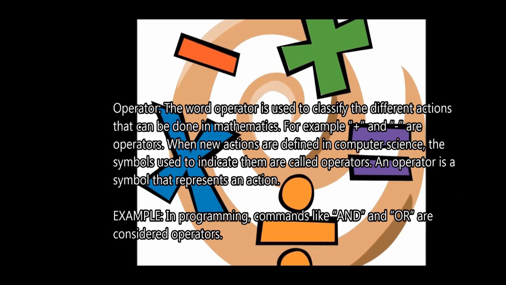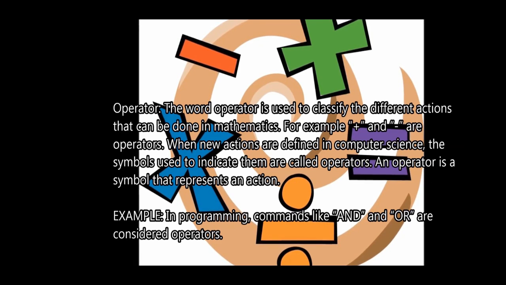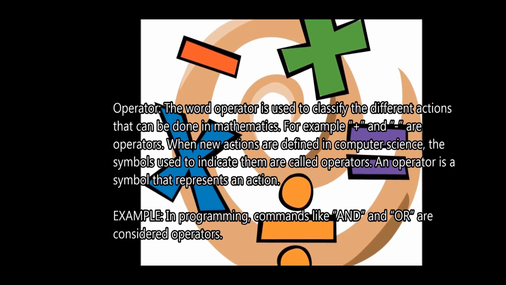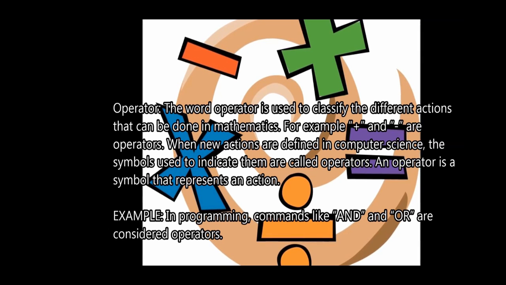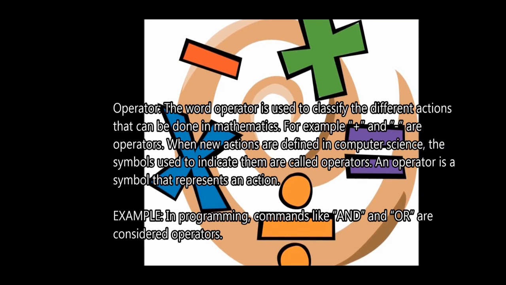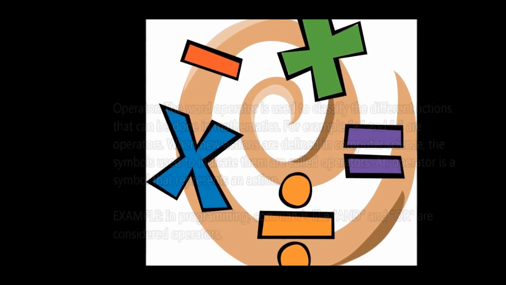Operator. The word operator is used to classify the different actions that can be done in mathematics. For example, plus and minus are operators. When new actions are defined in computer science, the symbols used to indicate them are called operators. An operator is a symbol that represents an action. Example, in programming, commands like "and" or "or" are considered operators.